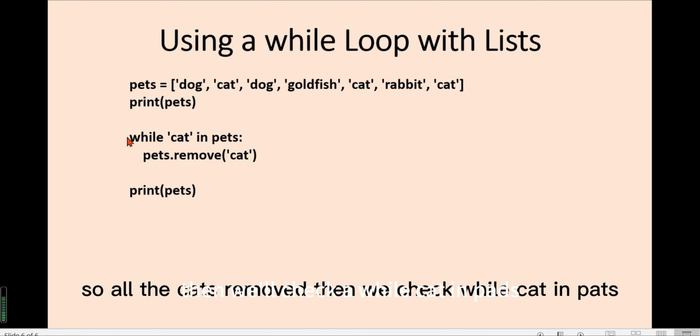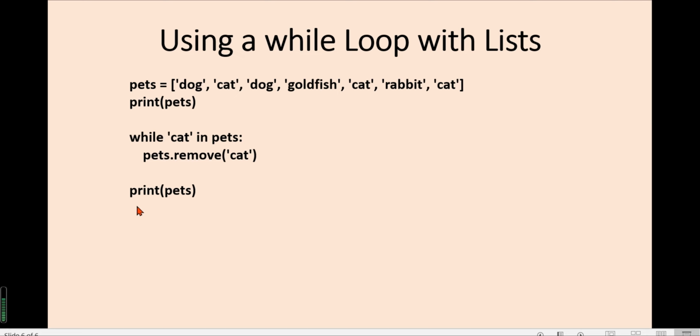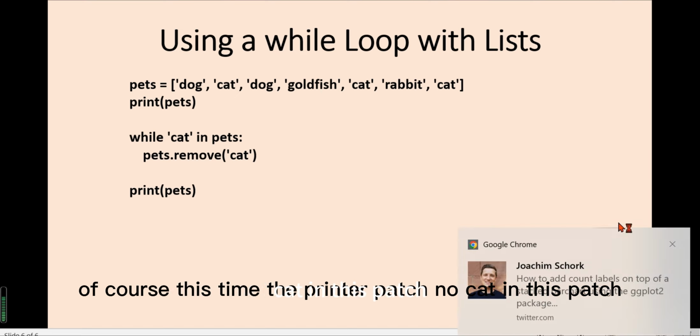Then we check while cat in pets. There is no cat in pets, so the while loop stopped. Then we print pets. Of course, this time there is no cat in pets.